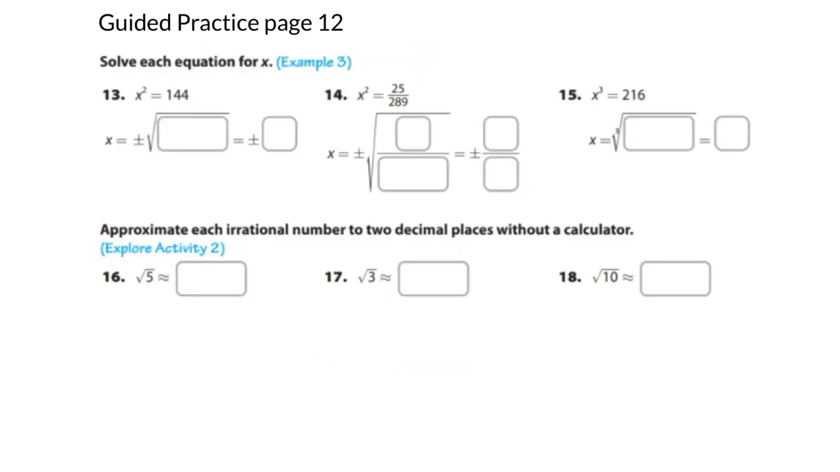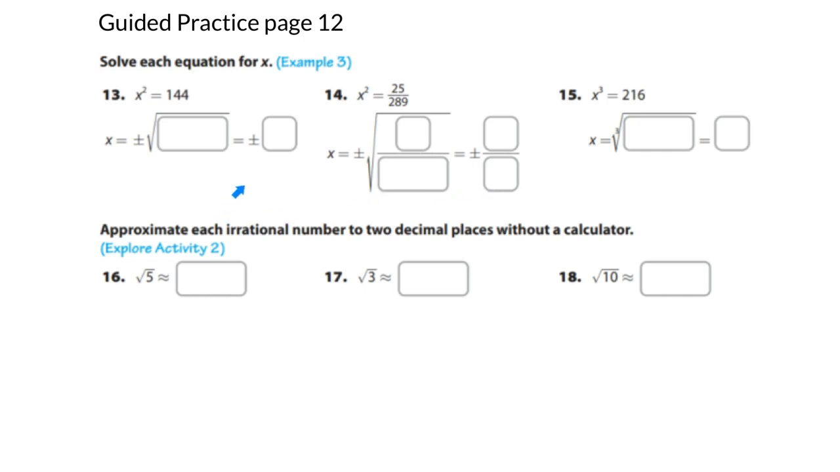Okay, so pay attention because you're going to have problems like this for your homework. You're going to go on to My HRW. You have problems like these, guided practice on page 12. You have problems like this for your homework. So let's do 13, 14, 15.